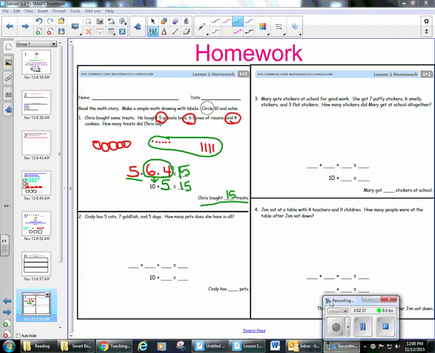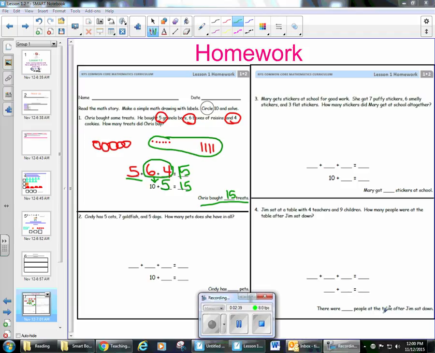And then down at the bottom here, we've got one where they did not include the 10. So make sure the students, once they find out which 2 numbers up here, a 4, a 9, says Jim sat at the table with 4 teachers and 9 children. How many people were at the table after Jim sat down? And we can't forget about Jim, so that's a little confusing. That's 1. So we have a 1, a 4, and a 9.